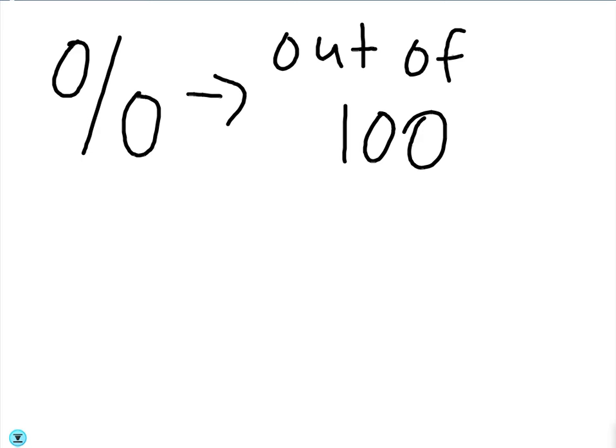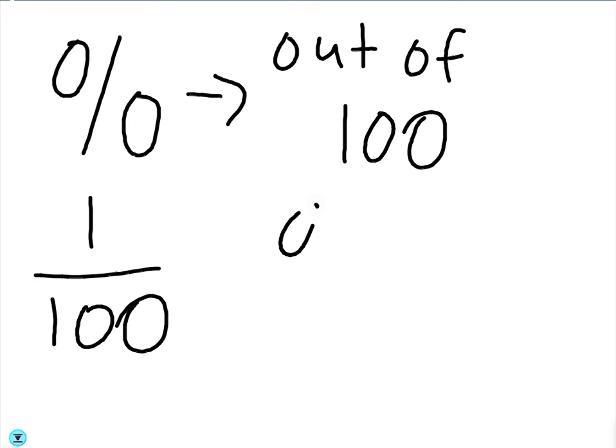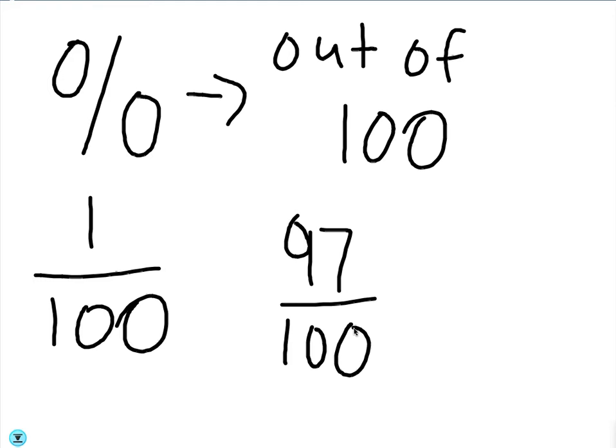So, for example, if we had 1 out of 100, we would know that's a very small number. And if we had, let's say, 97 out of 100, yeah, we can easily compare those two and see that 97 is a whole lot bigger than 1 out of 100.